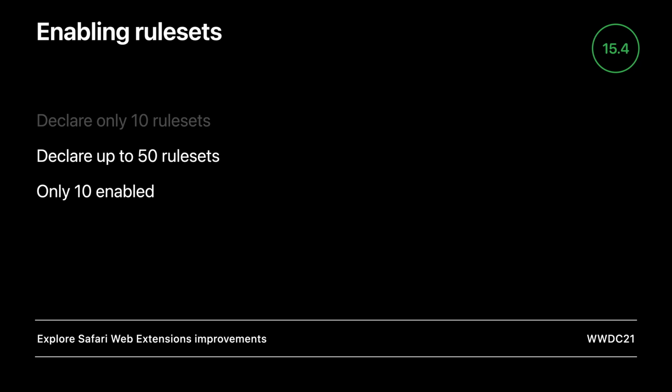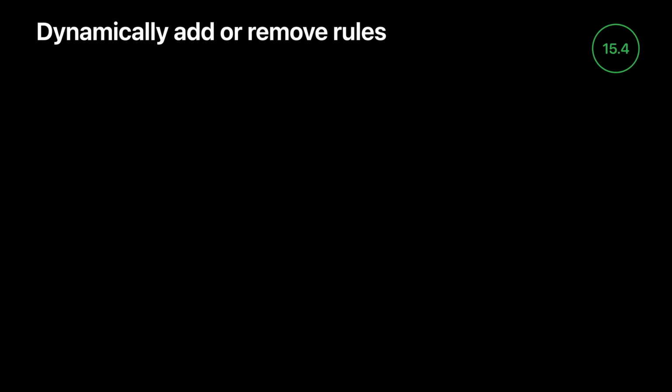Let's move on to some of the new features for declarative net request. Previously, you could only declare rule sets in the manifest, but now we've implemented the following two APIs that will allow you to update your rules dynamically. The first API is Update Session Rules, which will allow you to add or remove rules for your extension. But it's important to note that these rules will not persist across browser sessions or extension updates.